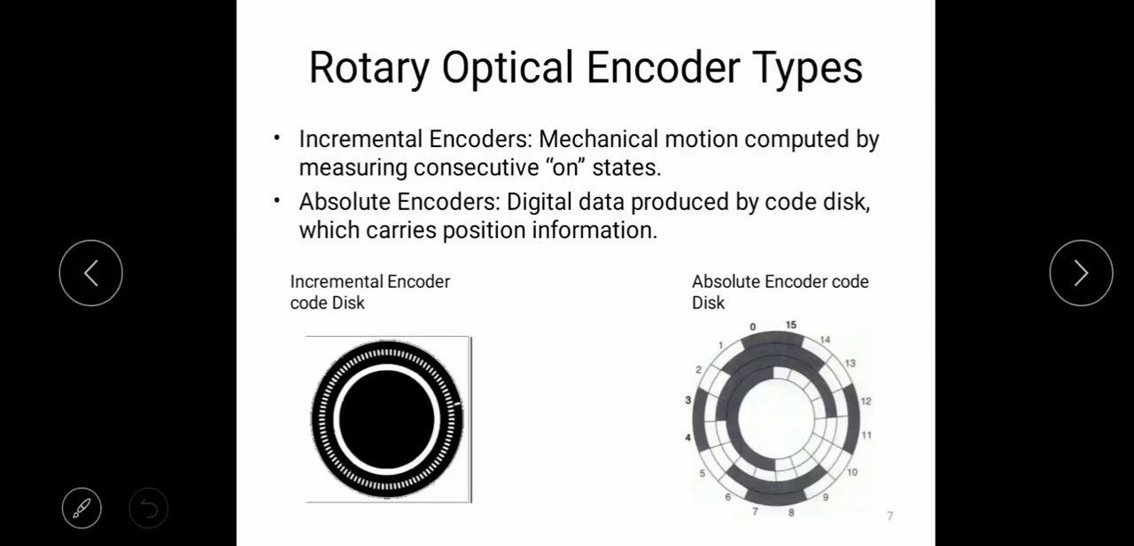For the incremental encoder, the code disk is shown in this figure. Absolute encoder code disk: here the disk is uniformly spaced, so the increment is based upon the previous stage. Here, in the absolute encoder disk, the digital data is produced by the coded disk. It is already coded based upon the position, so we can receive the information.